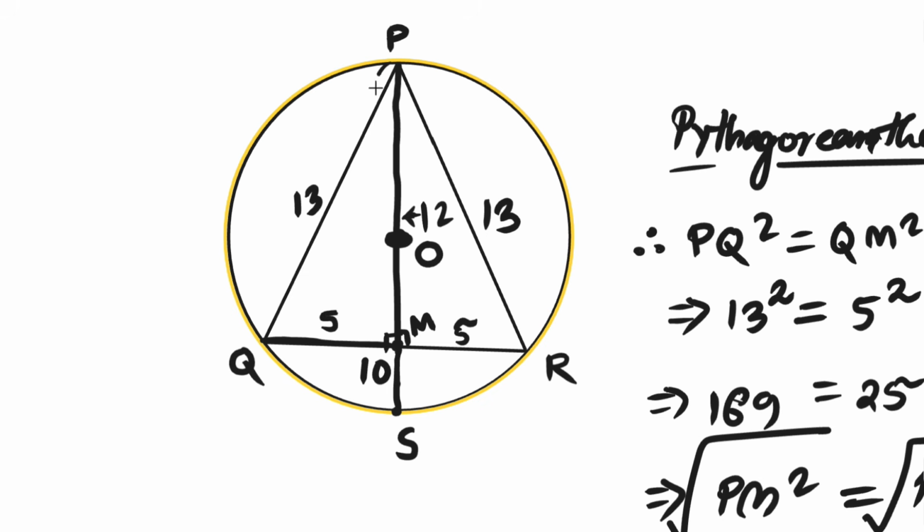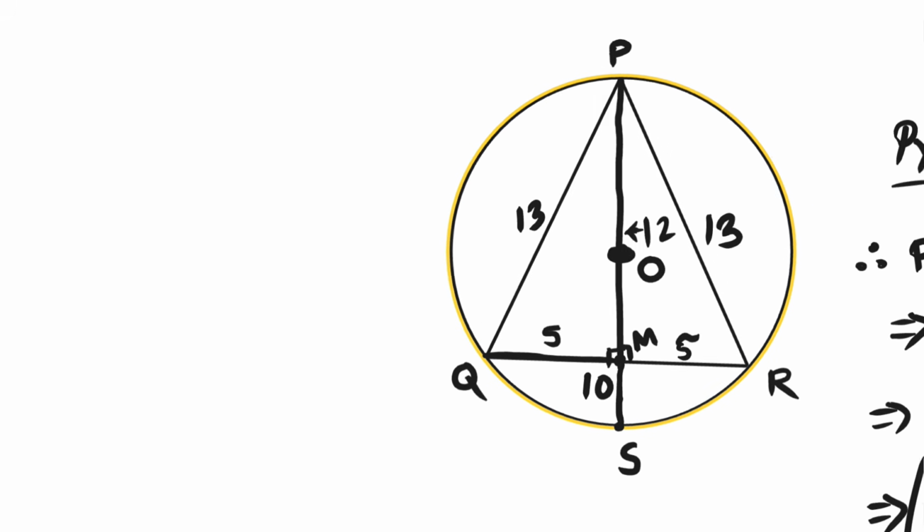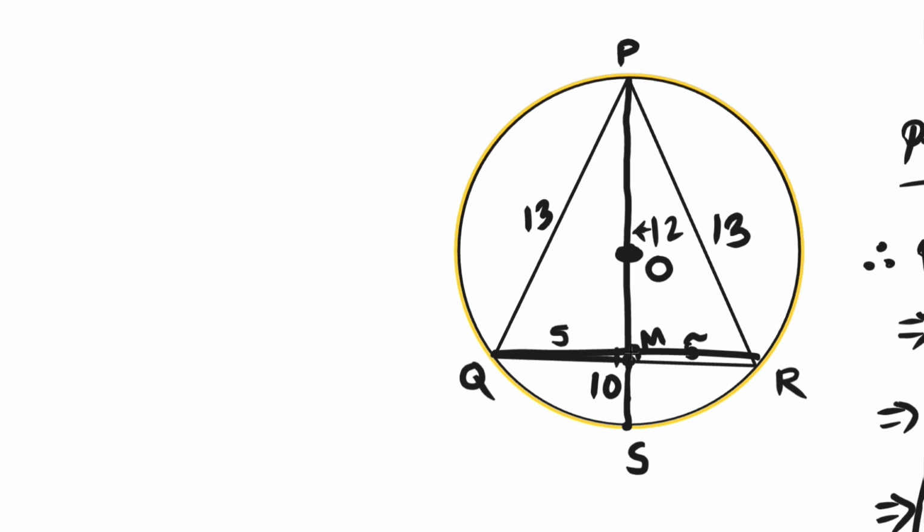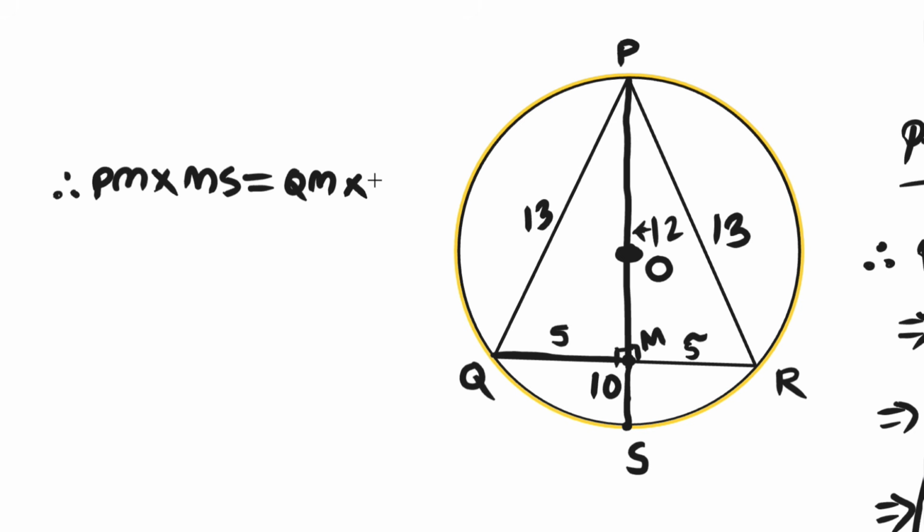We already know that PM equals 12. Therefore, we only need to find MS. To find MS, we are going to use the Intersecting Chords Theorem. Let's look at this step carefully. The theorem states that if two chords intersect inside a circle, then the product of the two segments of one chord equals the product of the two segments of the other chord. In our figure, chord PS intersects chord QR at point M. Therefore, the theorem gives us PM multiplied by MS equals QM multiplied by MR.